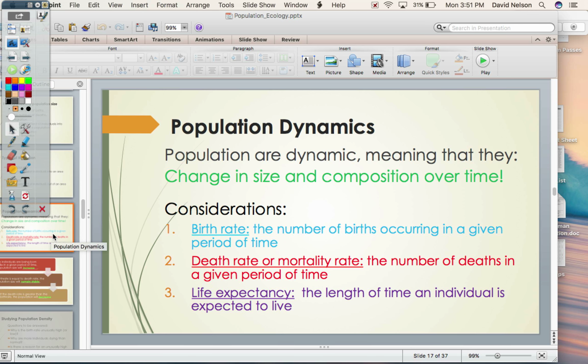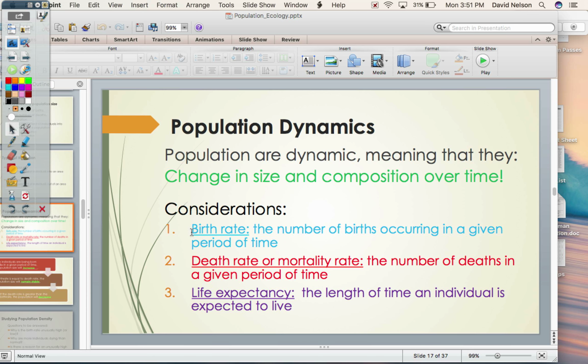Populations are dynamic, meaning that in time they change in size and composition. So, again, going back to the United States, over time, our population changes in size. Most of the time, it's growing, and it also changes in composition. Who makes up our population is going to change.